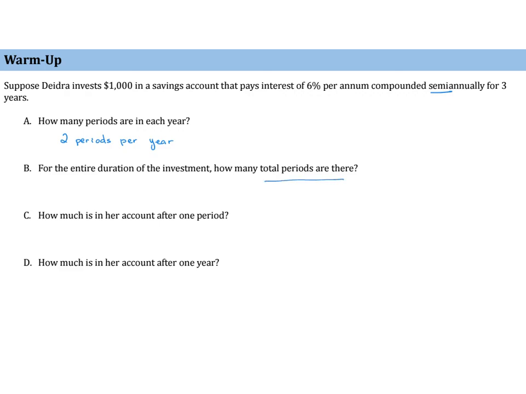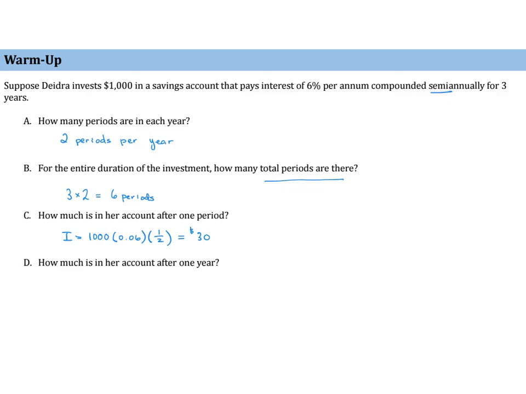How many total periods are there? Well, since there are 3 years, you're going to have 3 times 2, which is 6 periods total. How much is in her account after 1 period? Well, this is based upon simple interest. So I will equal the principal, which is 1,000, and then the interest rate is 6%, and then the first period is 1/2 of a year. So we get $30. So how much is in her account after 1 year?